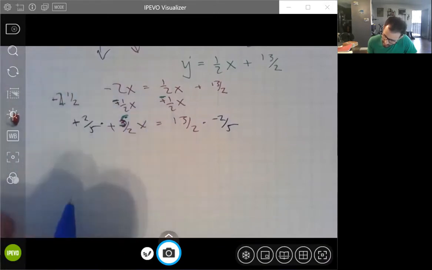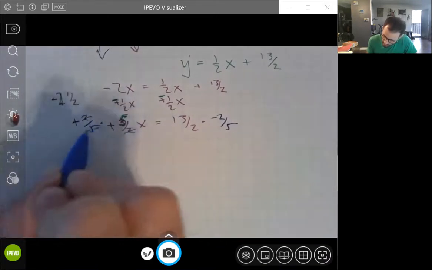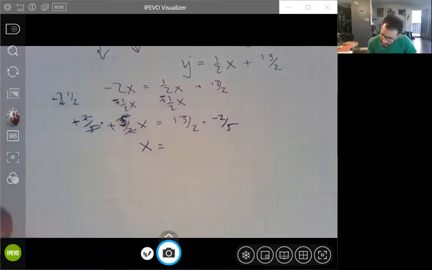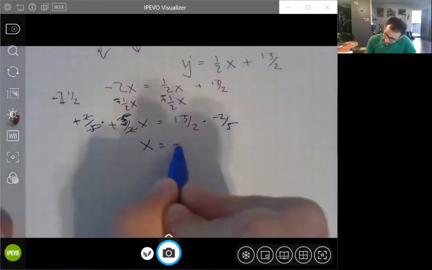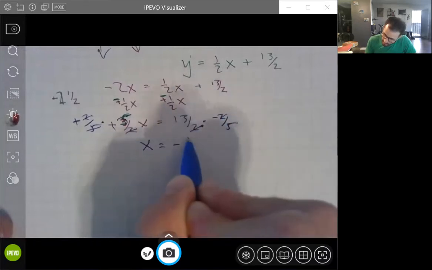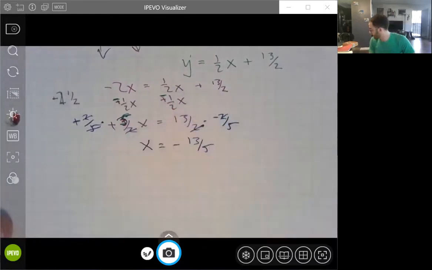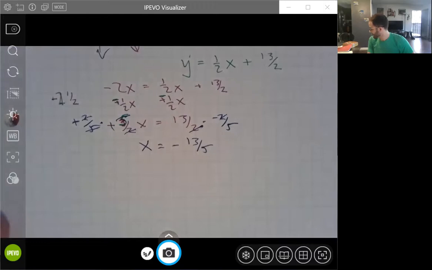Negative times a negative is a positive. 2 over 2, 5 over 5, all of that is equal to positive 1. Negative times a positive is a negative. 2 over 2 cancels out, and 13 over 5 is our x coordinate. Are you scared? You shouldn't be. We have calculators to help us do the math.